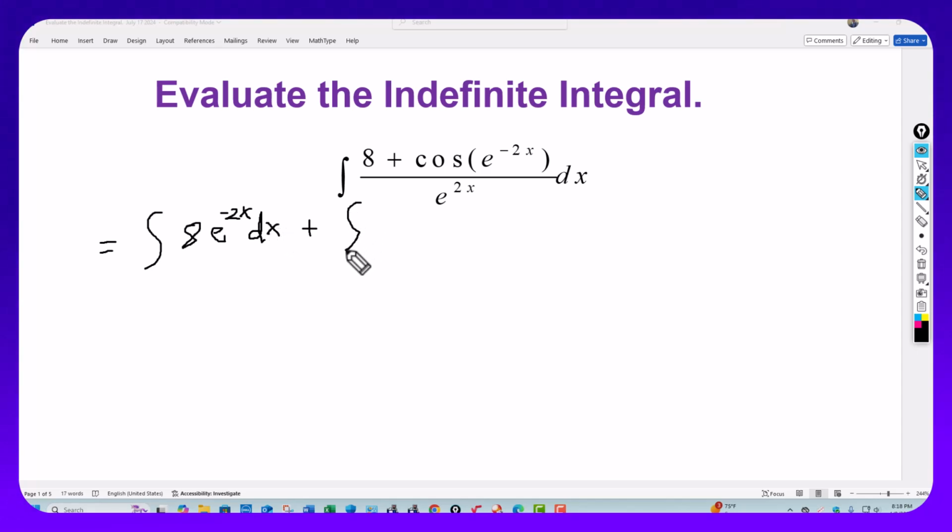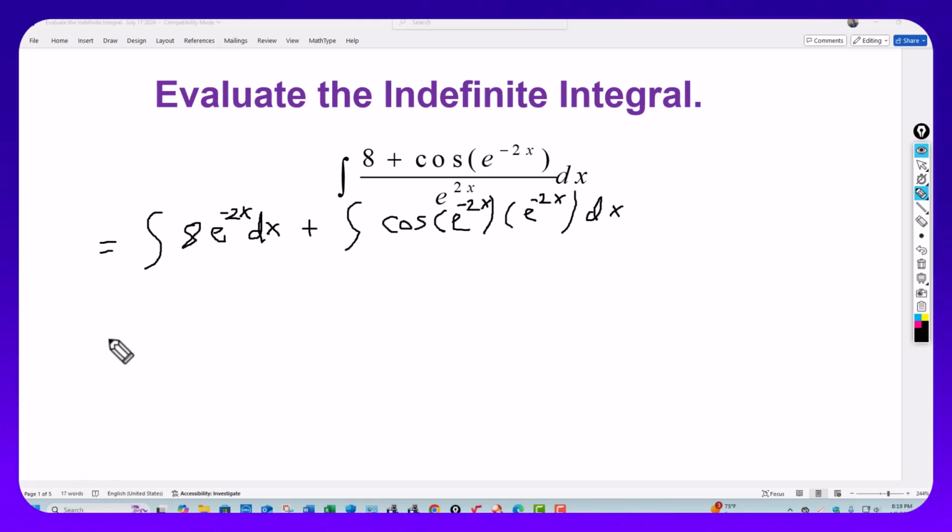And the next one, we'll have cosine of e to the negative 2x. And then we'll take this one up to the top also, instead of putting it over it. We can put it over this e to the 2x, but we'll take it to the top. That'll be e to the negative 2x. Then this is dx.